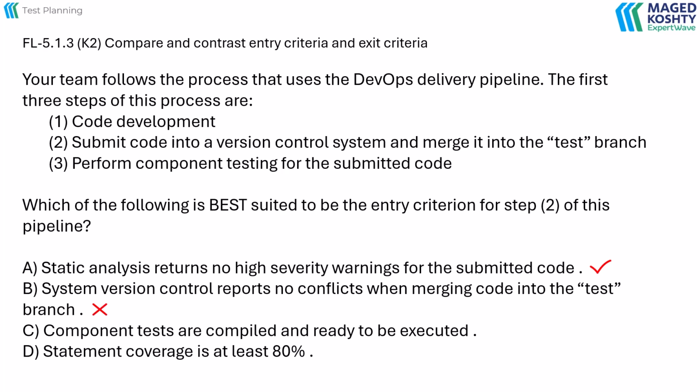C. Component tests are compiled and ready to be executed. Compiled code is not enough of an entry criterion. The code should be executed and running without failures before being submitted. D. Statement coverage is at least 80%. This is an exit criterion, not correct. The correct answer is A.